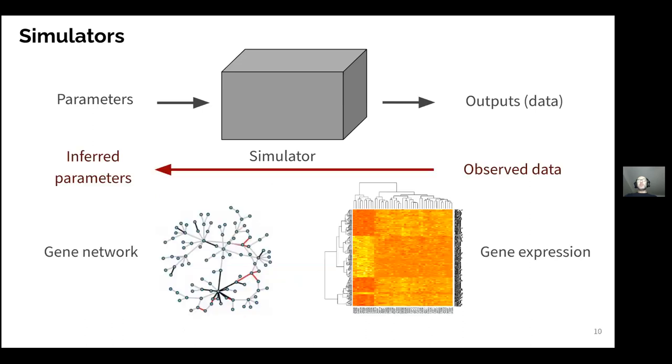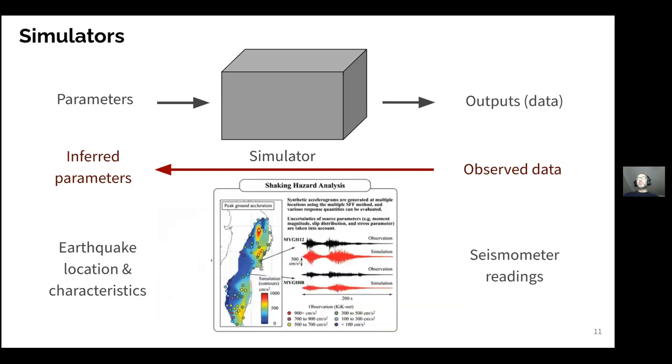So there are some examples here. For example, in genomics, people have models of gene networks that can simulate gene expression data. So you can get actual gene expression data from some instrument, and you are trying to infer what is the network that causes this type of gene expression data that you observed. Or in seismology, there are fairly good models that simulate the propagation of waves through the crust of the planet. And so you can have these forward simulations. And given some seismometer readings, you are supposed to determine earthquake characteristics or location and other things that people do in seismology and earth sciences.